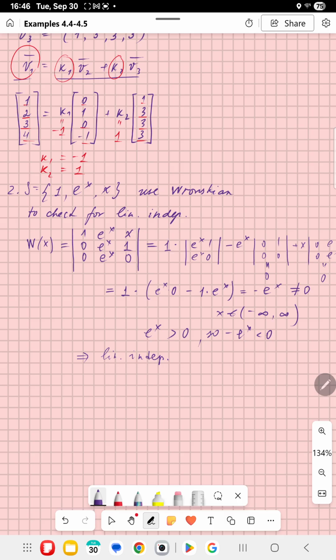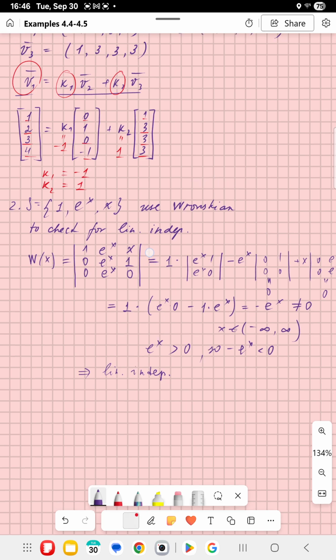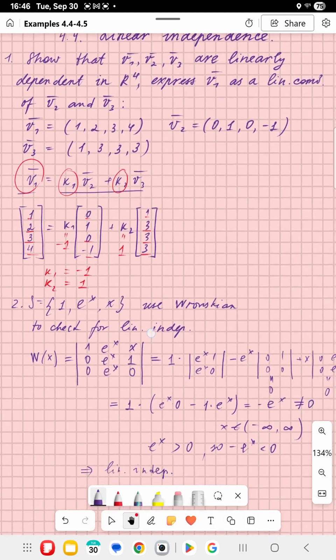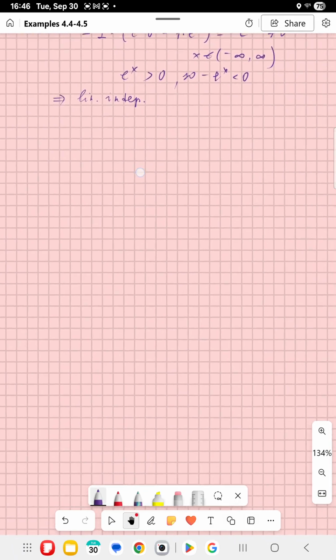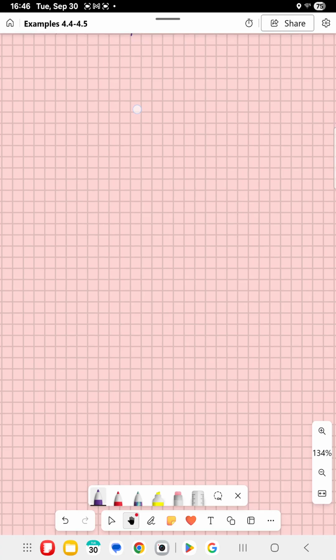How would we decide that the set is linearly dependent? If your Wronskian is equal to 0 everywhere, for every x, then the set is going to be linearly dependent. Okay, that's all for examples for section 4.4. And let's move to 4.5.